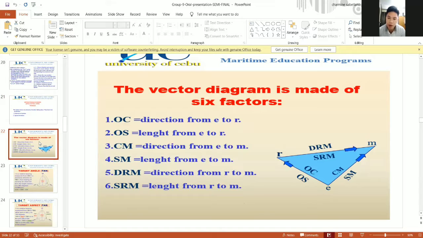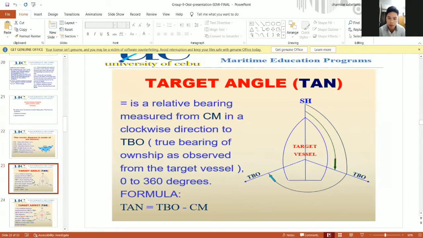The vector diagram is made of 6 factors. First, OC, direction of E to R. OS, length from E to R. CM, direction from E to M. SM, length from E to M. DRM, direction from R to M. SRM, length from R to M. And you can see it on the diagram in the picture. So next slide, please.